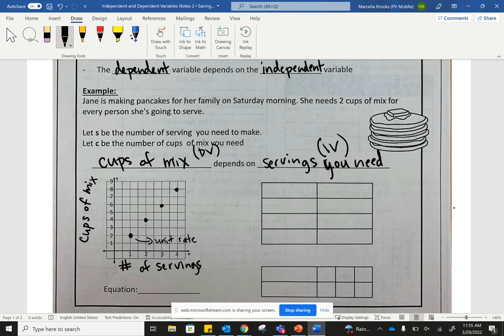Okay, so then if we put that in a table, it's going to look like this. This is where we put our x values and our y values. So x is number of servings. Remember, x is another way of saying independent variable. Number of servings, and y, or our dependent variable, cups of mix. So 1 serving, we need 2 cups of mix. 2 servings, we need 4 cups of mix. 3 servings, we need 6 cups of mix.